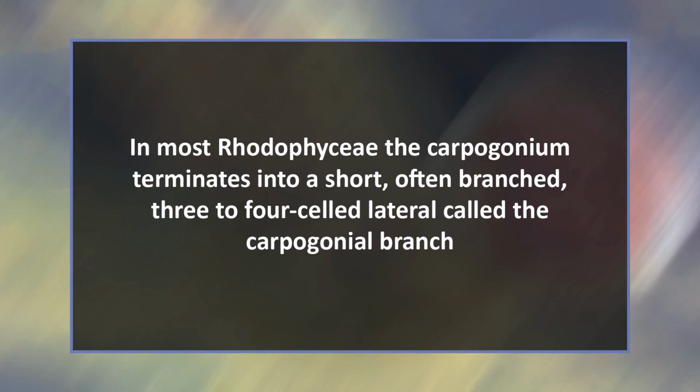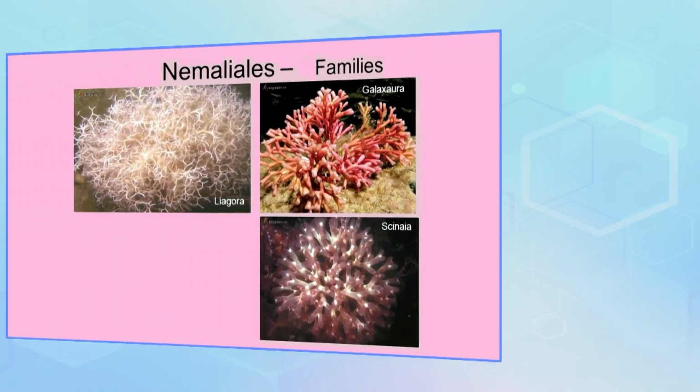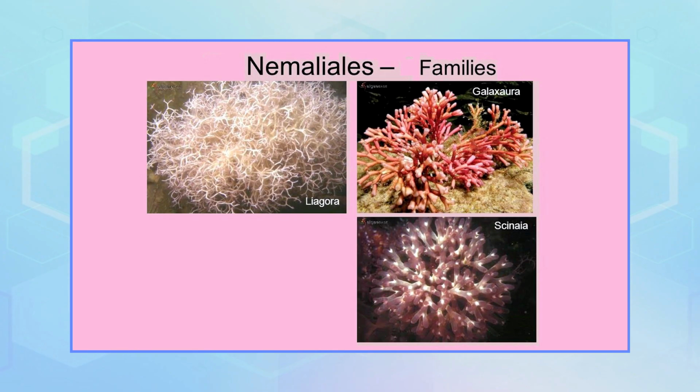In most Rhodophyceae, the carpogonium terminates a short, often branched 3 to 4 cell lateral called the carpogonial branch. The cell from which the carpogonial branch arises is the supporting cell. The carpogonium and the carpogonial branch are commonly colorless, although in some Nemalionales this is not true.